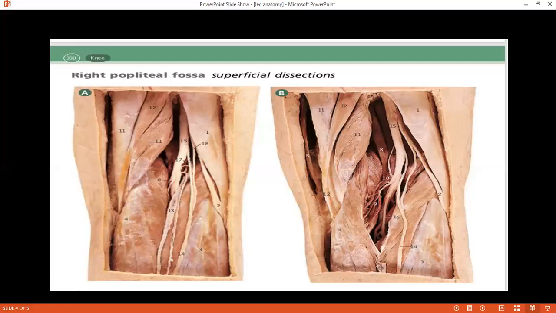Right, okay. Mostly I've asked you. You can maybe tell me the origin and insertion of quadratus femoris muscle. Which one, ma'am? Quadratus femoris.